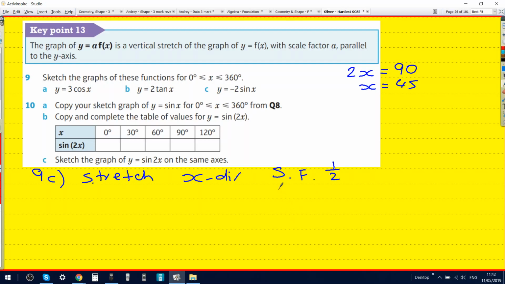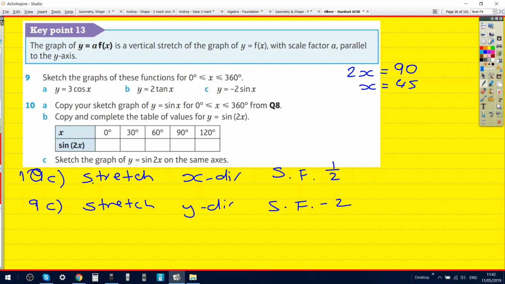What about 9C? 9C would be a half in the y direction. No. That's not right. Just -2 in the y. Yeah, stretch in the y direction, scale factor -2. So you can have a negative scale factor.